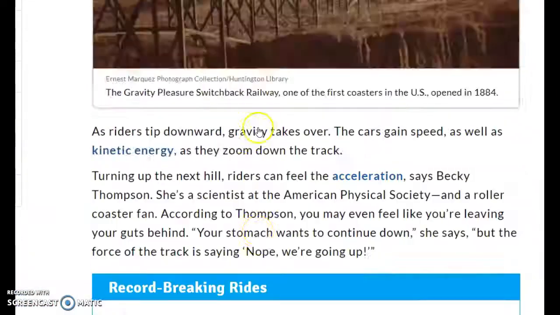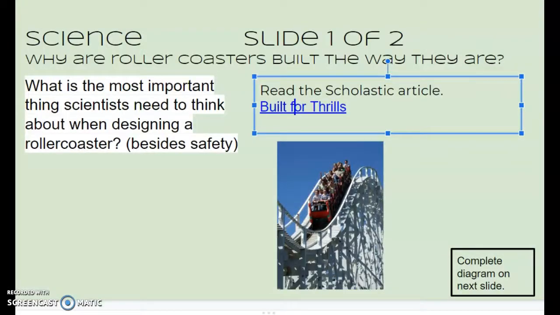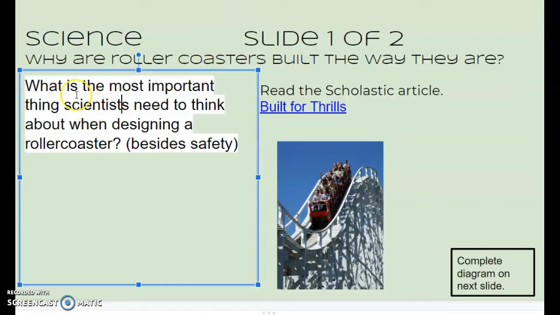Okay, your article. Then you're going to go back to the slide where it says slide 1 of 2. And it says, based on the article, what is the most important thing scientists need to think about when designing a roller coaster besides safety? So you're going to be answering your article, this question in this box. If you don't, you will have to redo it.